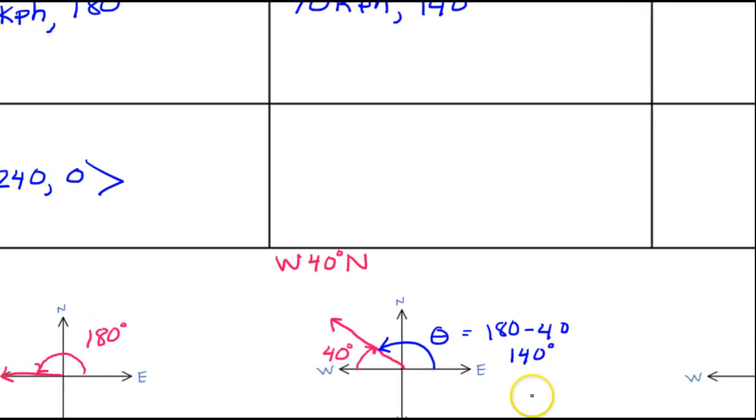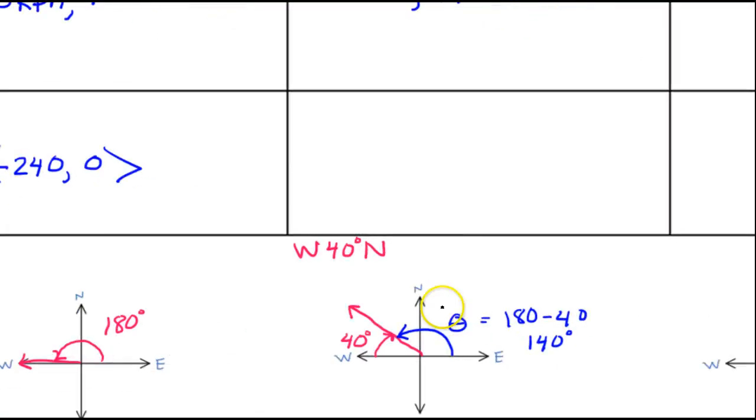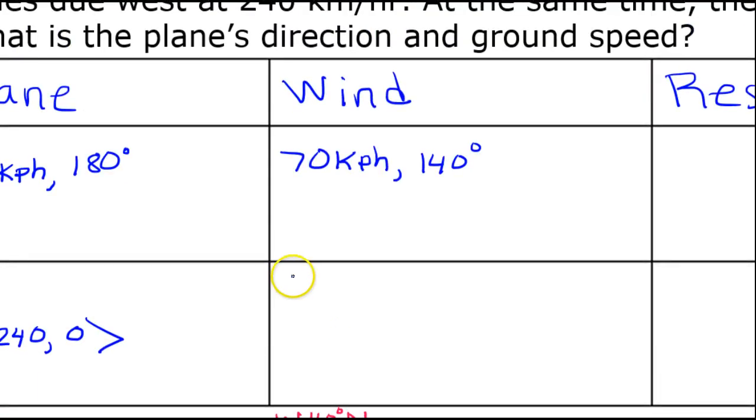Okay, now however, when I move on to the wind, this is in the second quadrant. So I will have to use r cosine theta and r sine theta. When I say r cosine theta, I mean 70 cosine 140. And then r sine theta, so 70 sine 140.